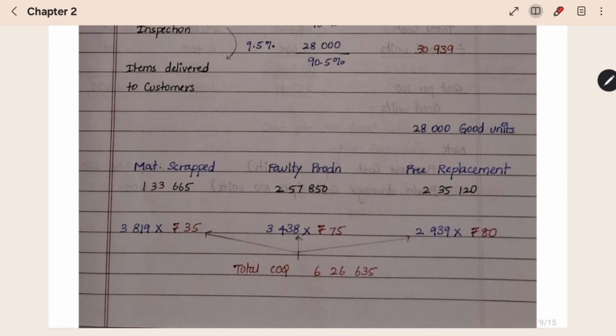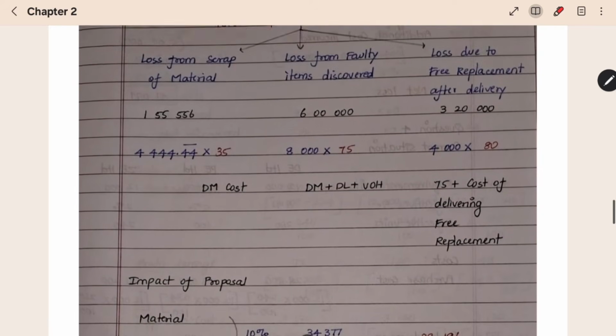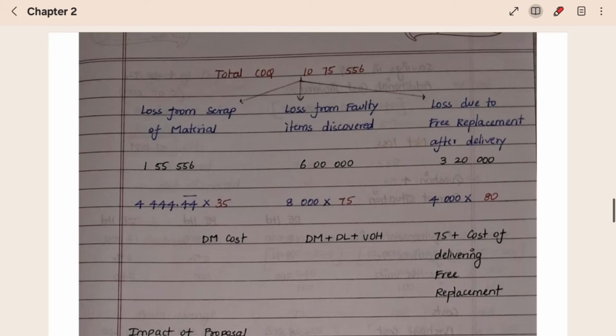One thing we have to note in the solution is that they have asked for the quality control cost statement. So they have classified the cost into external failure, internal failure, like that. So we have to understand what the classification is here.